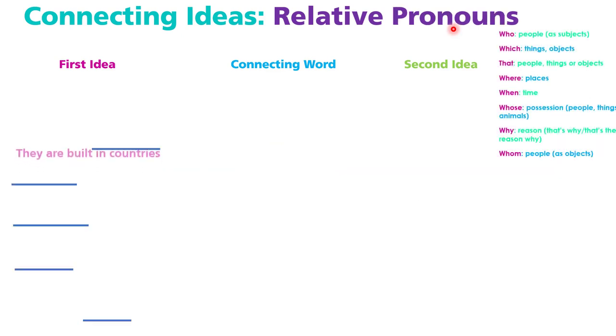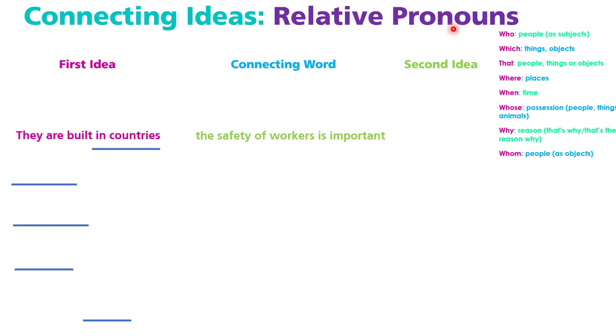In this case, we have another example. It says they are built in countries. The safety of workers is important. So what could be the correct answer? Who, which, that, where, when, whose, why, or whom? Obviously, we are talking about countries. So countries is related to places. So the correct idea is where.